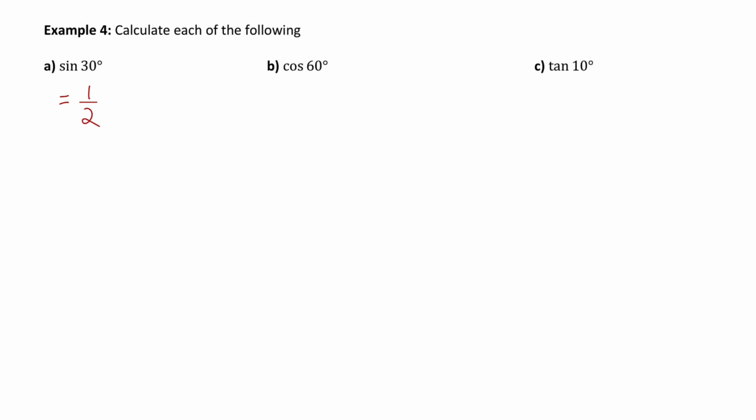If on your calculator you type cosine of 60 degrees, you should also get 0.5 or a half. And if you type tan of 10 degrees, you should get about 0.18. So that's the end of this intro lesson to SOHCAHTOA.